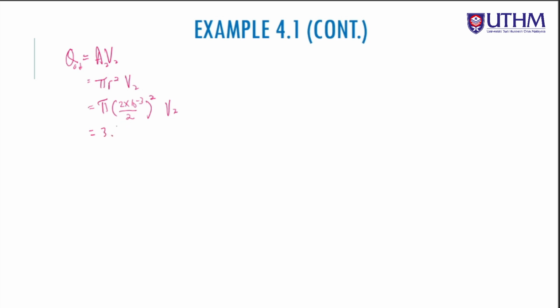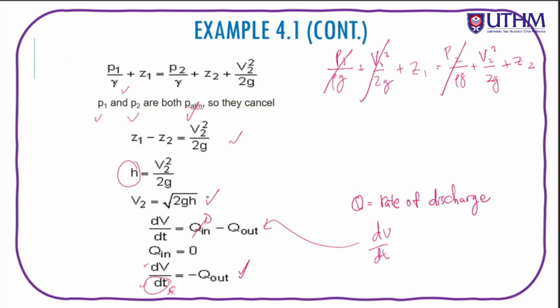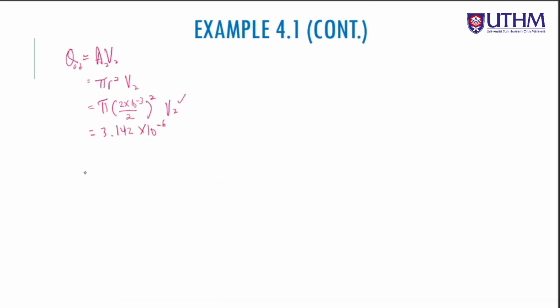3.142 times 10 to the power of minus 6. Okay, and then V2 ni kita dah tahu tadi apa? V2 equals to square root of 2GH. Kita replace square root of 2GH kat sini.